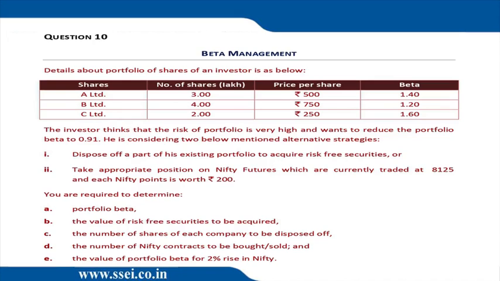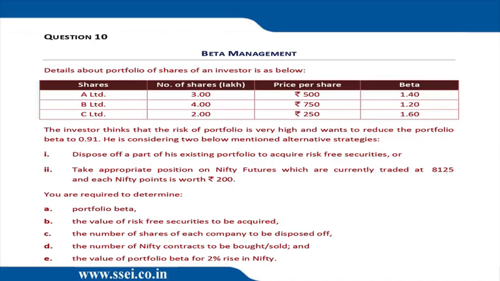Value of the portfolio beta for a 2% rise in Nifty. So we have to prove that we achieved a beta of 0.91. That's easy. See, Nifty has gone up by 2%. So you calculate the loss on futures, which is 2% of the Nifty futures price into the number of contracts into lot size.